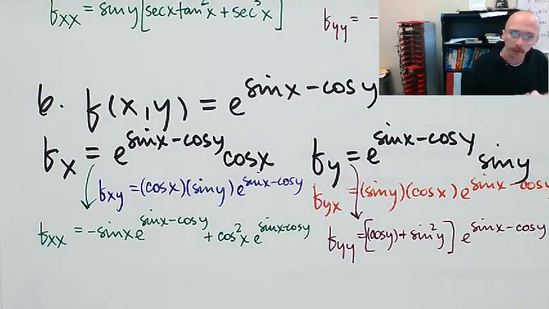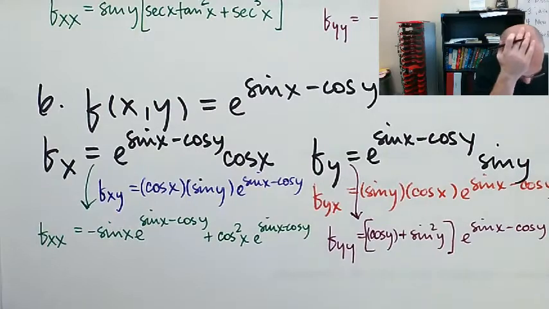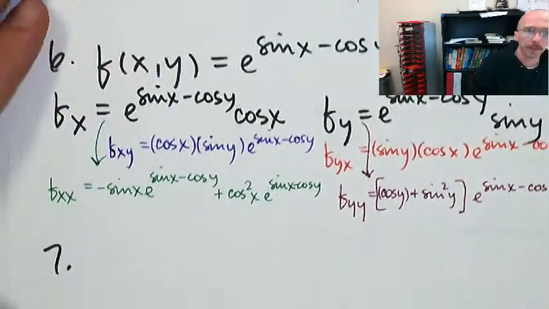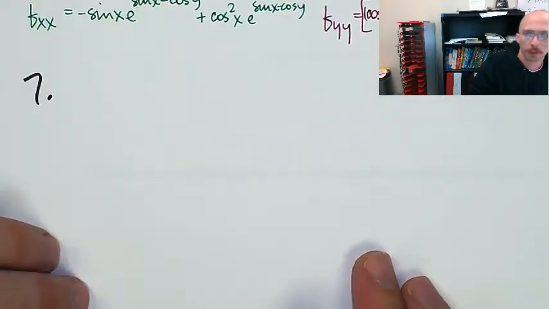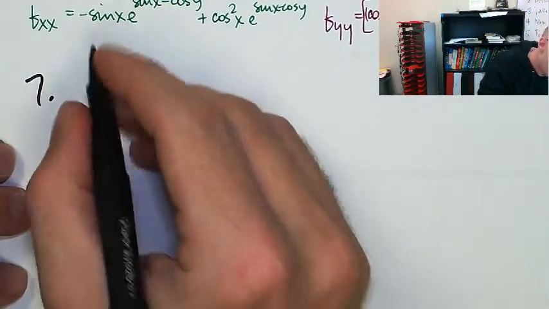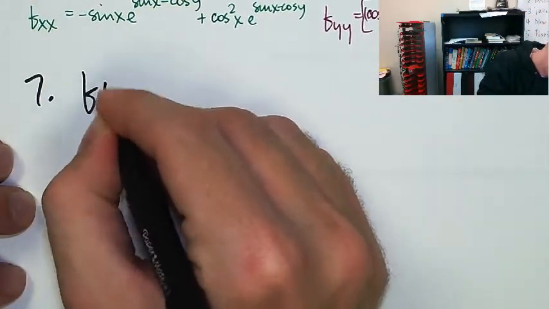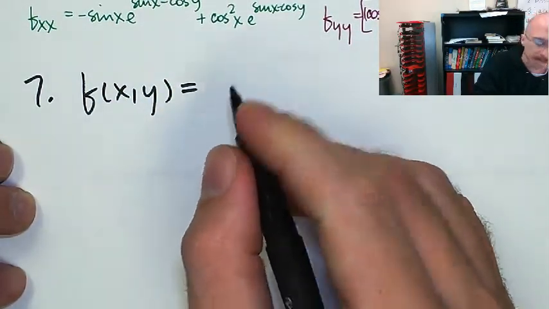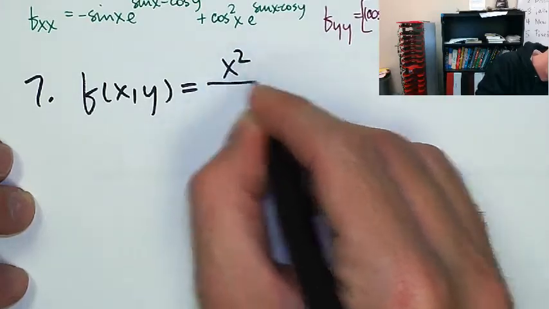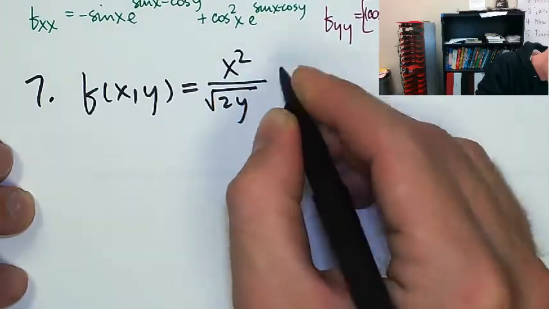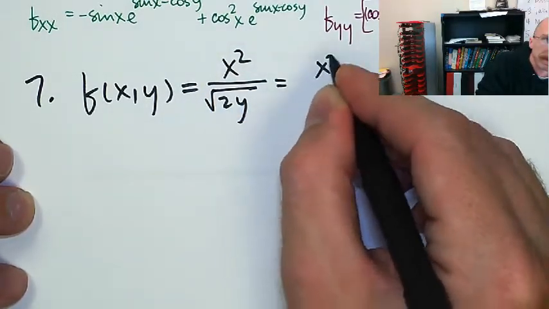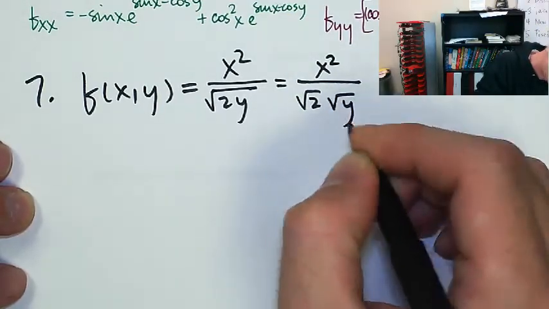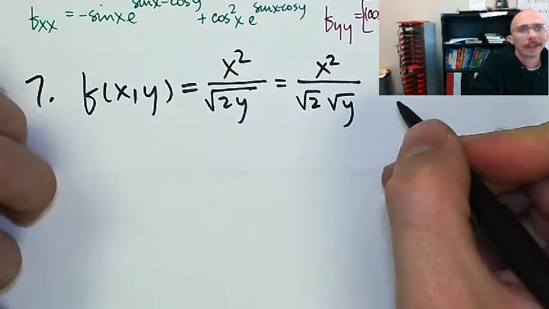So 7 is f equals x squared over the square root of 2y. Okay, what I'm going to do, you see that square root of 2 in the denominator? I'm going to just say, we can always do that.